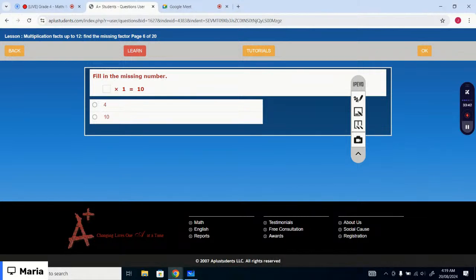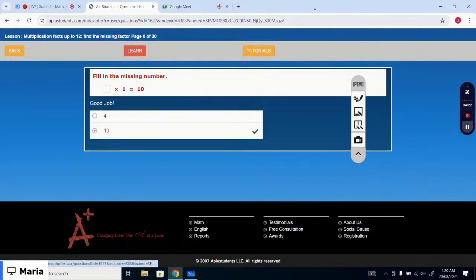Fill in the missing number. The missing number times 1 equals 10. So which number is missing? Yes, that is 1 times 10 is 10. The correct option is 10.